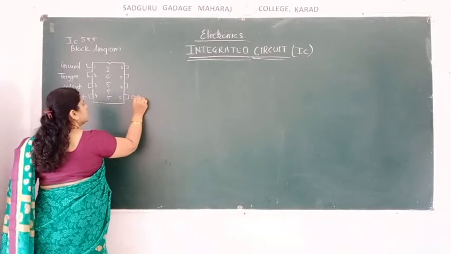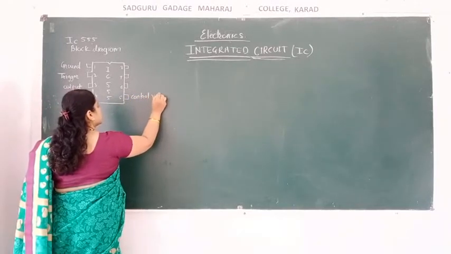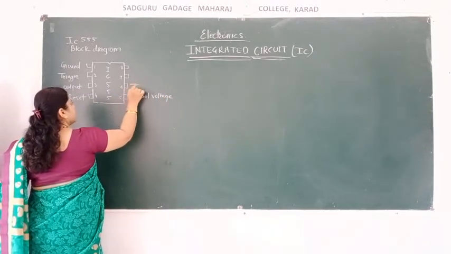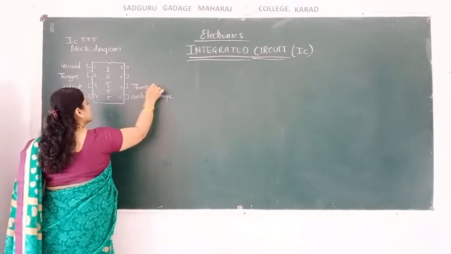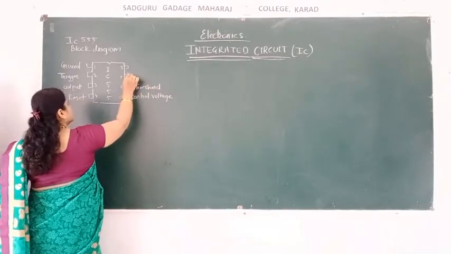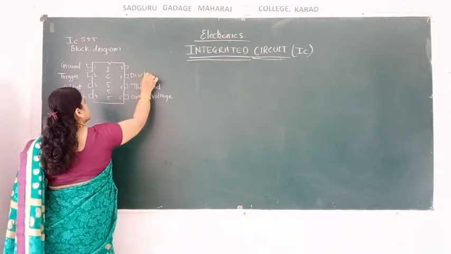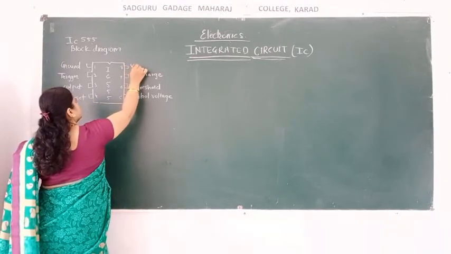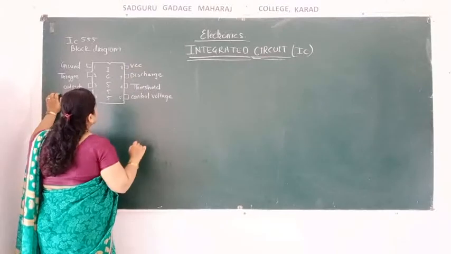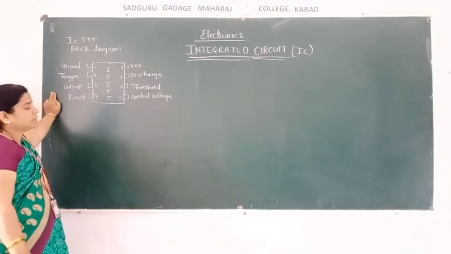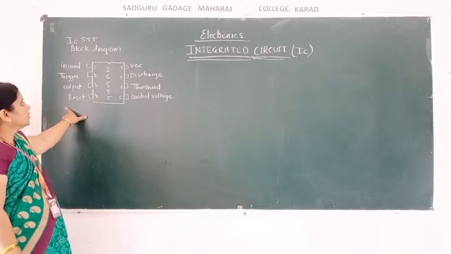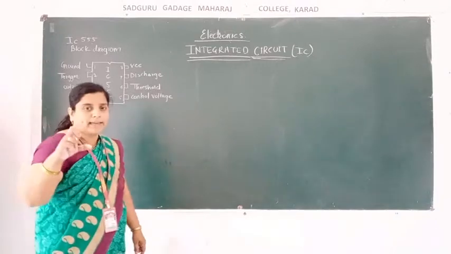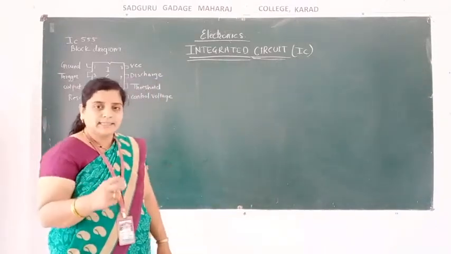Then the fifth pin is the control voltage; you can control the voltage by using pin number 5. Pin 6 is the threshold pin, and pin number 7 is the discharge pin. Pin number 8 is used for giving the VCC supply. So this is the block diagram of IC 555. A question may be asked like this: draw the block diagram or IC diagram of IC 555.